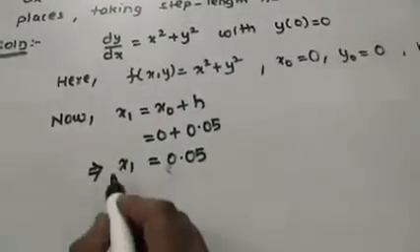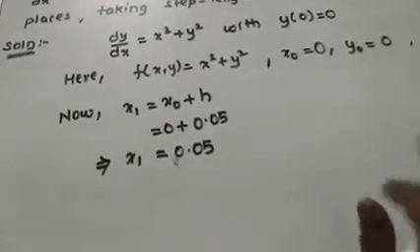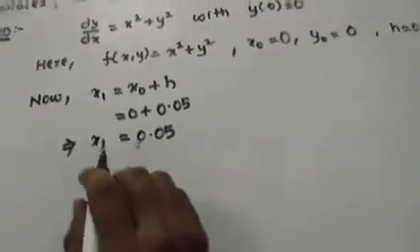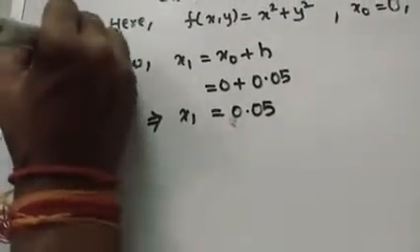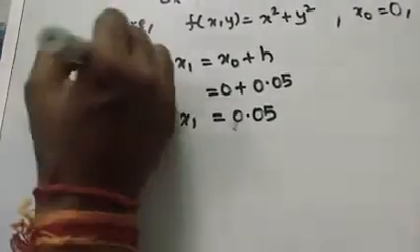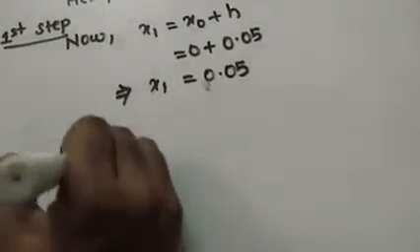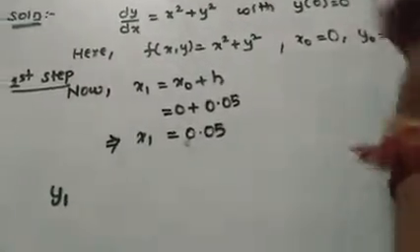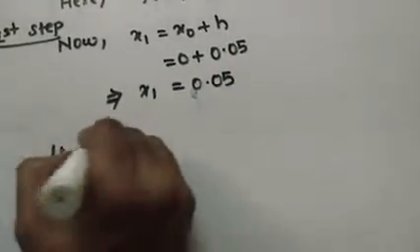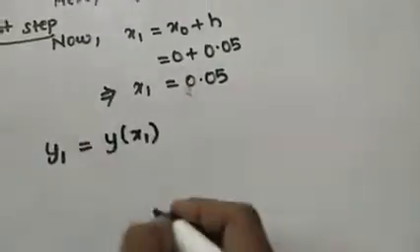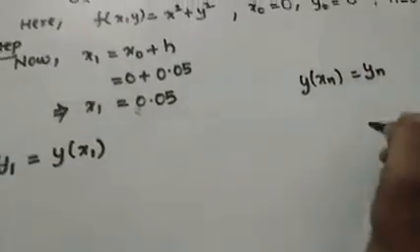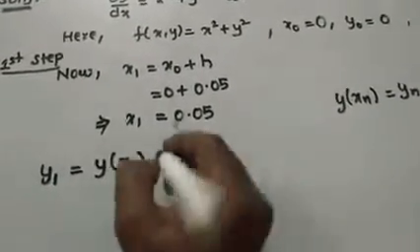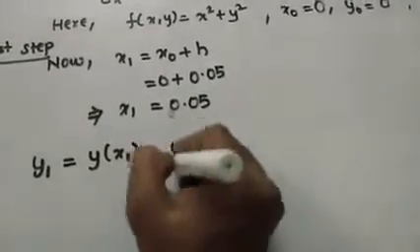Okay. In respect of this x1, we have to find our y1. Very simple. You can mark this as the first step. Now we have to find our y1 because we know our y0 is 0. So y1 is nothing but y of x1. We know that this notation is very familiar: y of xn equals yn. Here n is 1. Okay. What is the x1 value?